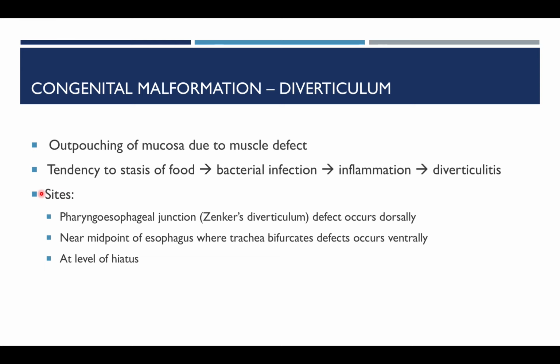Some common sites for diverticulum formation are the pharyngoesophageal junction, also known as Zenker diverticulum, and the defects occur dorsally. It can also occur near the midpoint of the esophagus, where the trachea bifurcates, and in this case, defects will occur ventrally. Or it can occur at the level of hiatus.